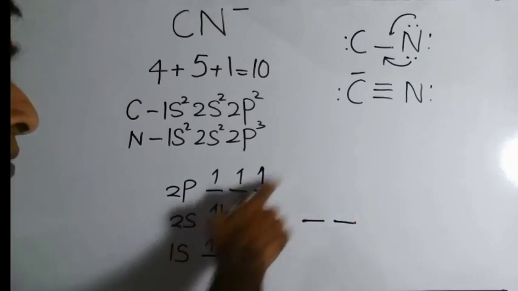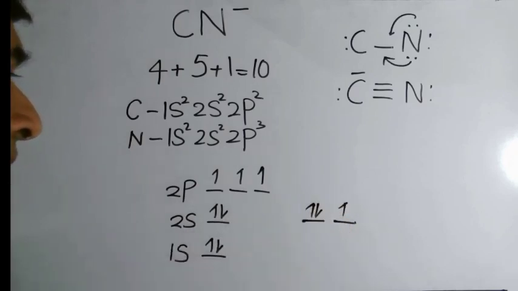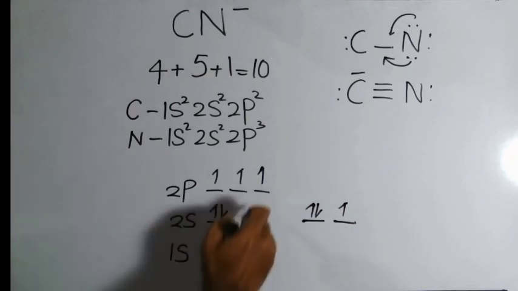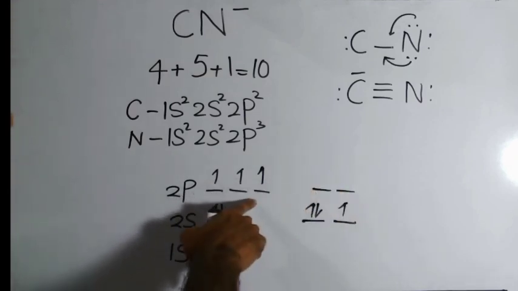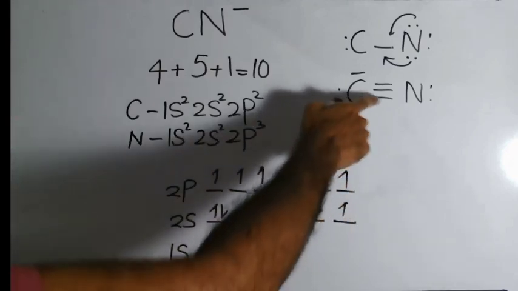So you can see the lone pair here, it is present there. And this single electron can be used to make the sigma bond. And another 2 p orbitals remain with 2 electrons. Those will be used to create the pi bonds.